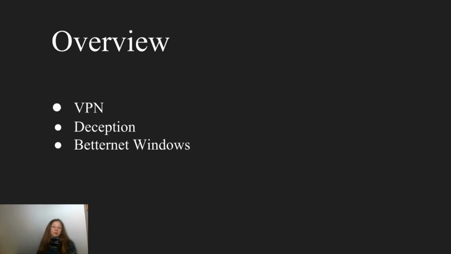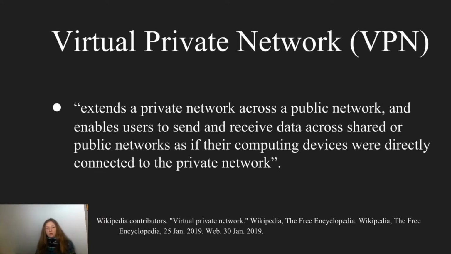Betternet for Windows. So VPN, otherwise known as Virtual Private Network, is a service that extends a private network across a public network and enables its users to share data across shared or public networks as if you were directly connected to the private network. In other words, if you have a person at home and they want to connect to their work network, they can use VPN to connect from home to their private work network.